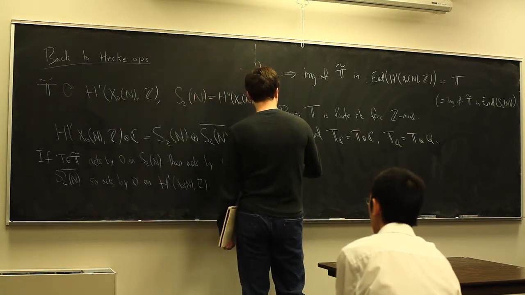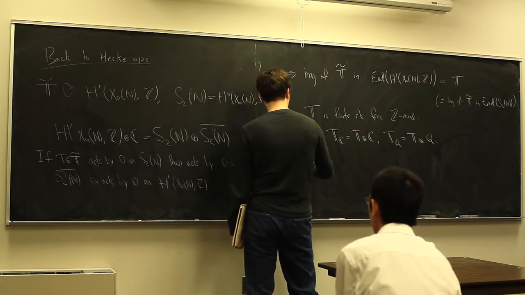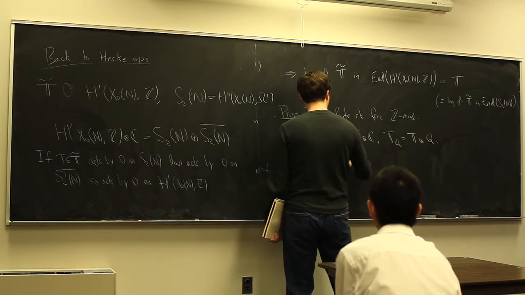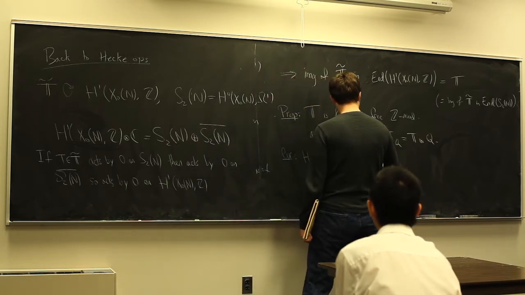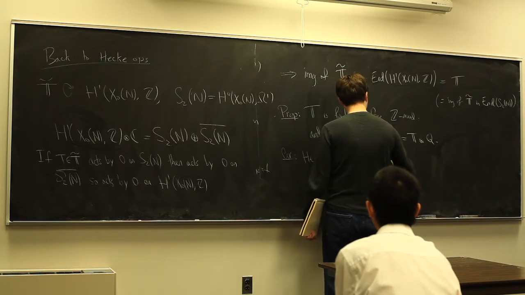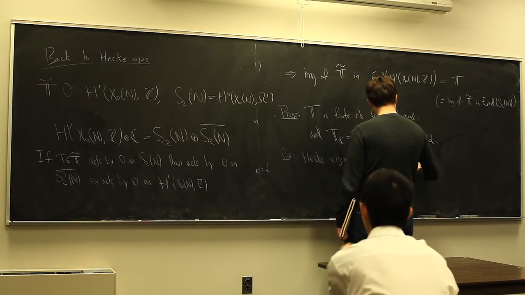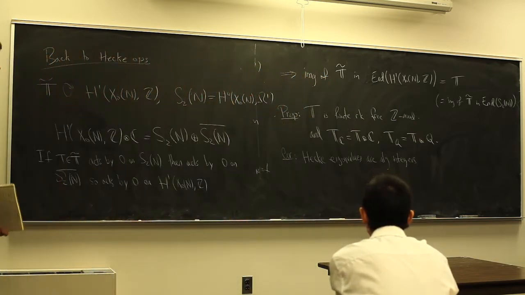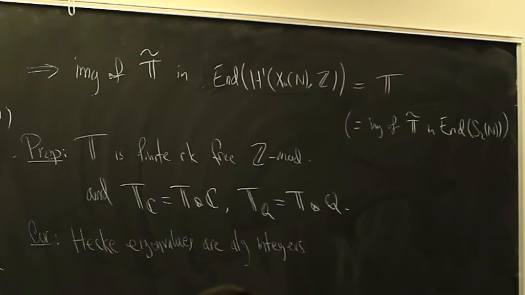Okay, so one corollary of this is that the Hecke eigenvalues of an eigenform are algebraic integers. Right, and the reason for that is that the eigenvalues are given by homomorphisms from T to C. And so if you have a finite rank Z ring mapping into C, the image is going to be algebraic integers.